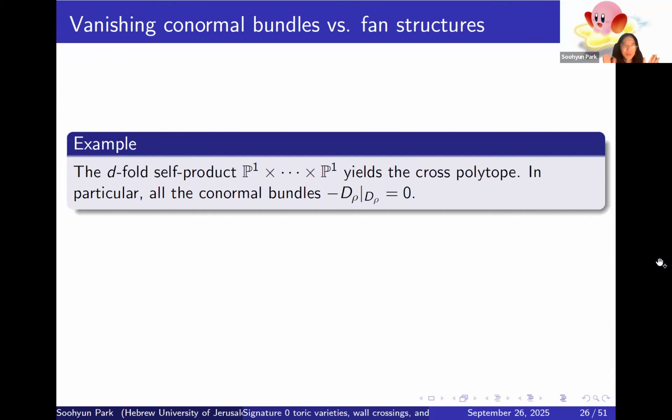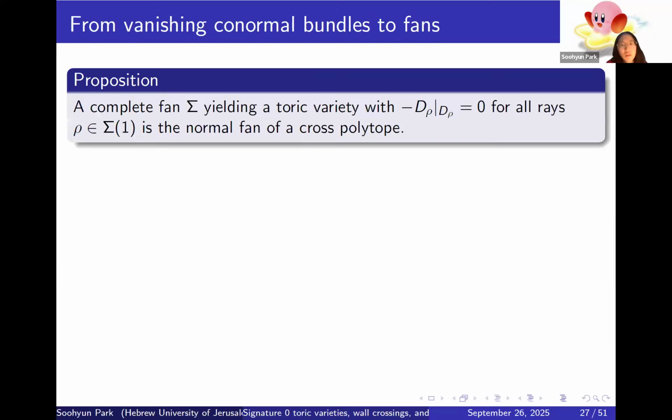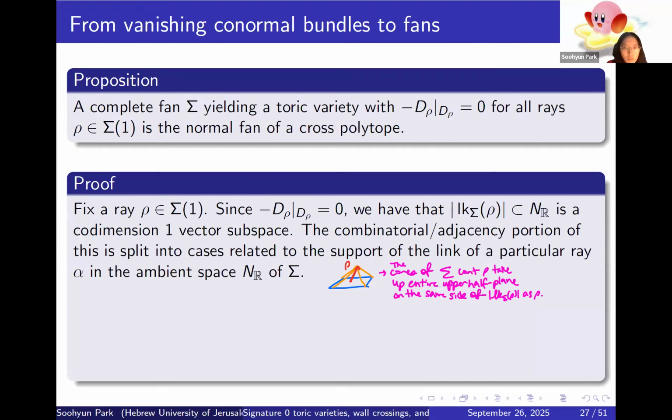Okay, so hopefully you believe that if you take a self product of P1s, the conormal bundles will be 0. And we also get a cross polytope because we have a bunch of antipodal rays going like this. But what about the other direction? This is when we actually start relating this to the combinatorics of the fan. And it turns out that if you assume the fan is complete, the converse does hold. So we'll go over some of the reasoning.